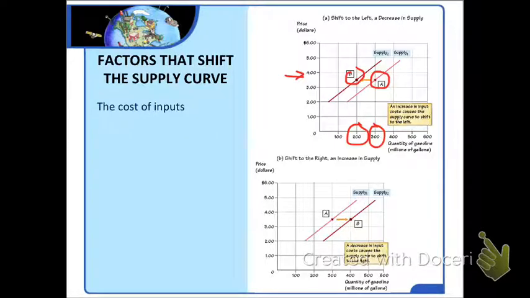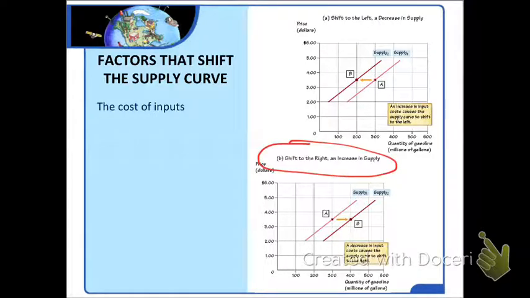Now, suppose that instead of wages rising, they fall as a result of a large number of unemployed workers desperate for jobs. This lowers input costs and causes the supply curve for gasoline to shift to the right. This increase in supply is shown in panel B. Again, the original supply curve is labeled Supply 1, and the new supply curve is labeled Supply 2.